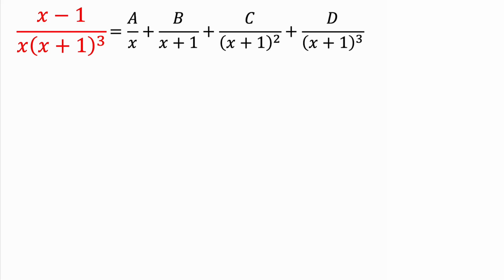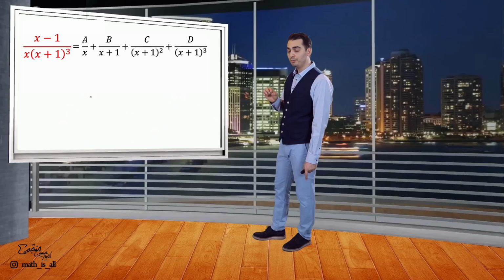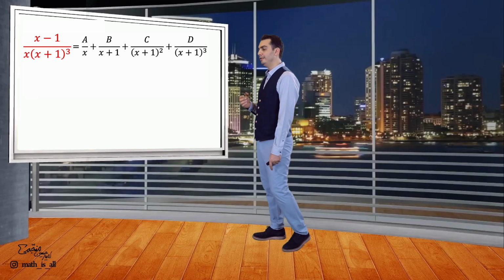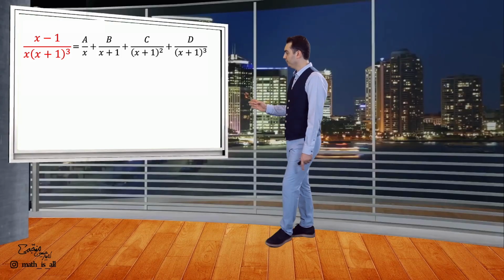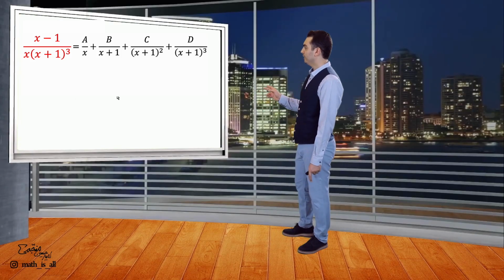And because they are first degree, their numerators will all be constant values. So it becomes b over x plus 1, c over x plus 1 squared, and d over x plus 1 cubed. You see, it has now transformed into 3 distinct fractions. Do not make a mistake. Since the factor is first degree, the numerator will simply be a number.